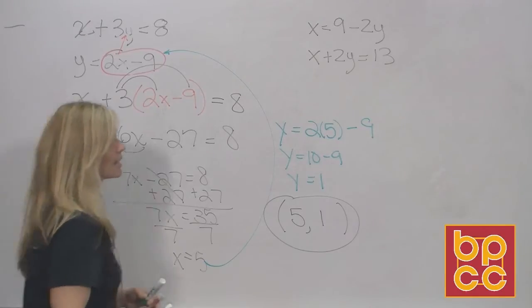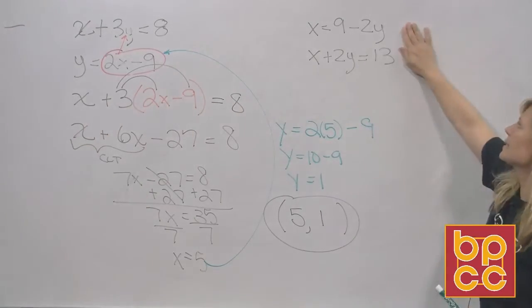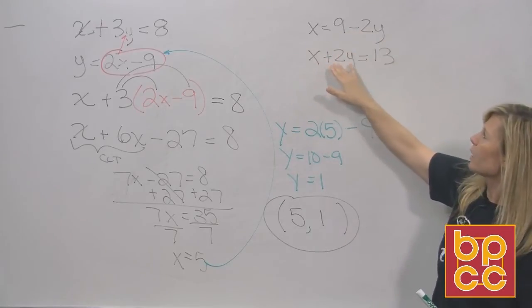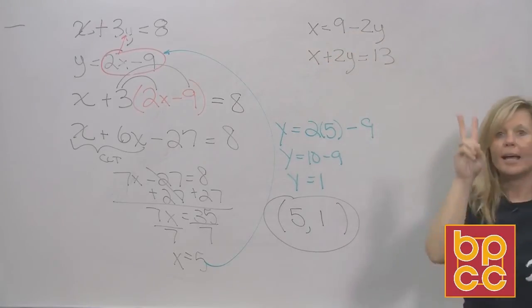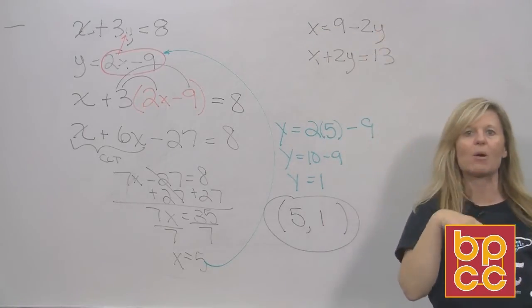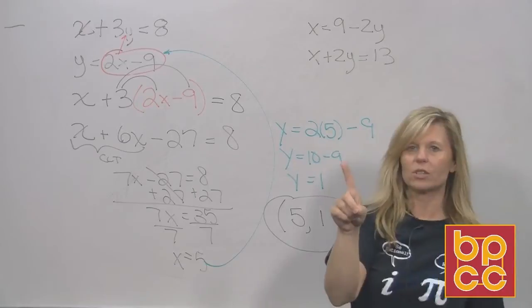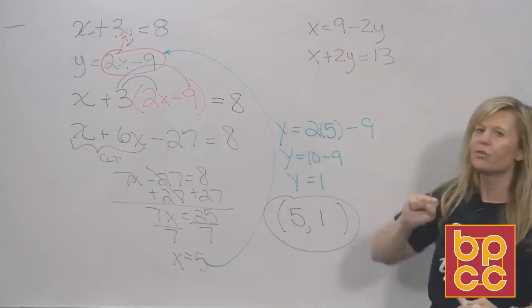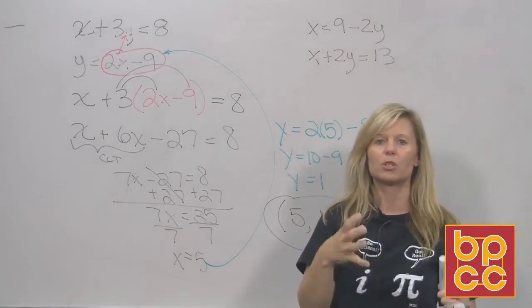Let's move on to the second example. Here is my system. X equals 9 minus 2y. X plus 2y equals 13. It's two equations. They both have an x. They both have a y to the first power. That's why it's linear. We'll have one solution for x, one solution for y. The easiest way to put these equations together is doing substitution.